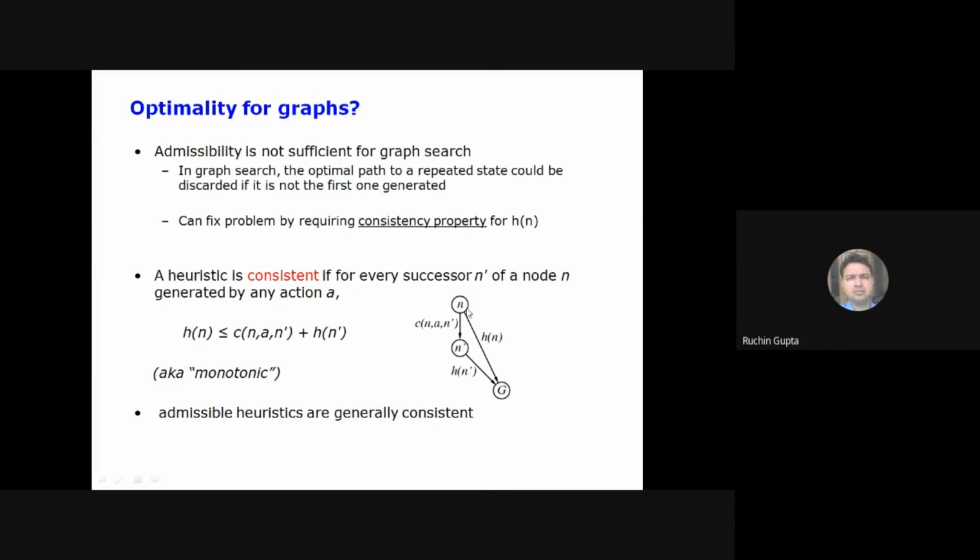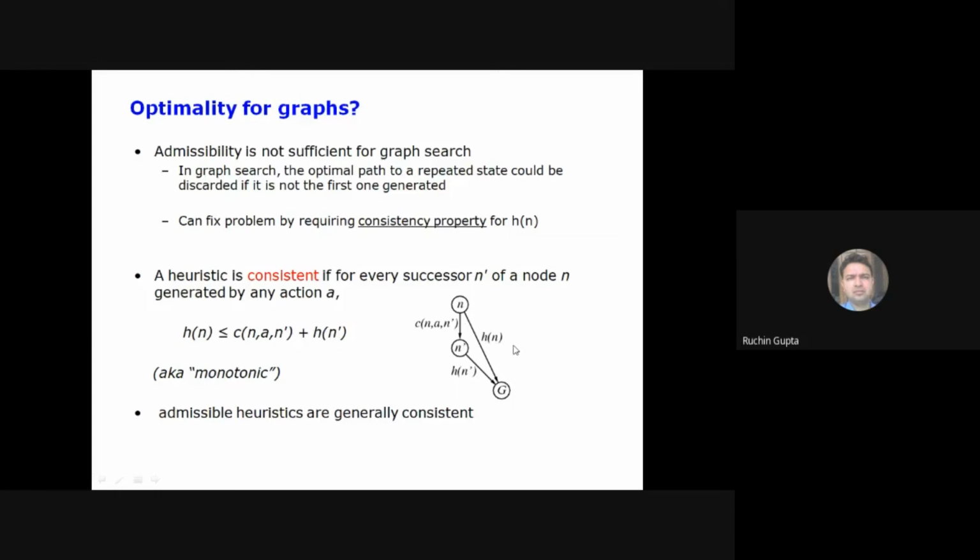We have a node N and we have a goal node G. And we know that Hn is the cost from the node N to the goal node G. Now if I take any other intermediate node N dash and determine the cost from N to N dash and N dash to G, then through the node N dash the cost will be C(n, a, n dash), the cost from the node N to N dash, plus Hn dash, the cost from N dash to G. So this C(n, a, n dash) plus Hn dash will be greater than or equal to the value of Hn.